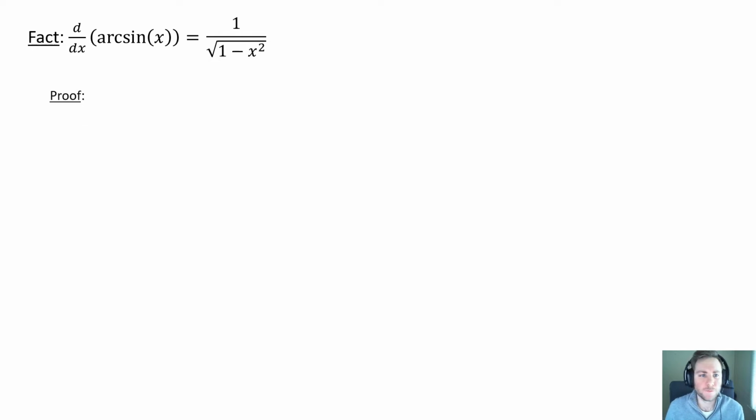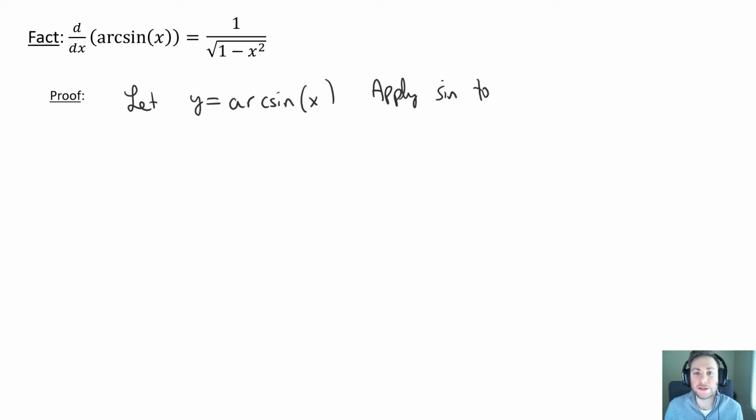Let's prove it. We start with y equals arc sine of x, and our task here is to differentiate this function. The problem is that we don't know how to differentiate arc sine, so it would be ideal if we could somehow eliminate arc sine from this equation. But we can do that by applying sine to both sides, because then on the right-hand side, sine would cancel with arc sine and leave us with just an x there.